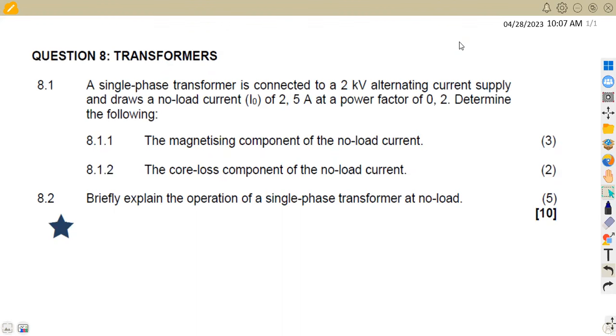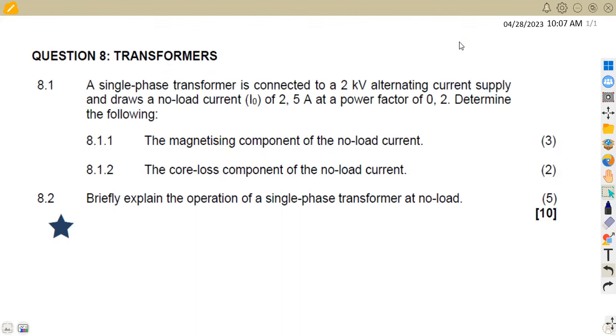Hello guys, welcome back to African Motives, still on electrical trade theory and working on transformers. We have a question that we are going to be focusing on from the question paper of November 2022.